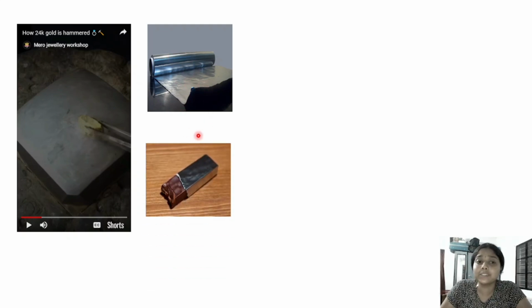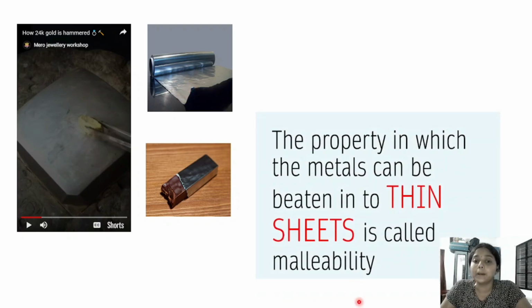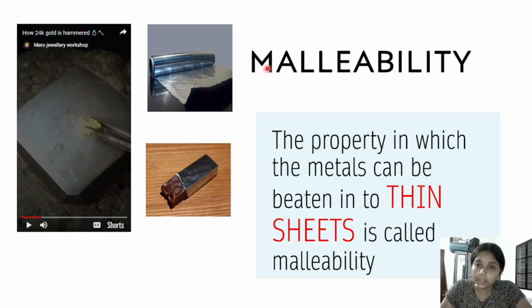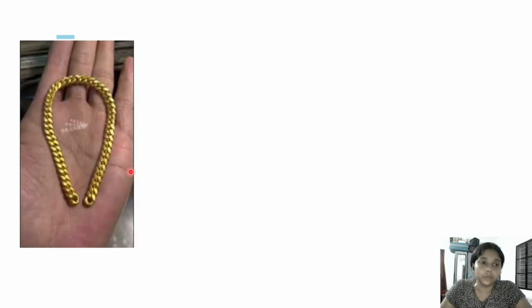So where can this be used? Yes, in food wrapping, chocolate wrapping, etc. So the property in which this thin sheet is made is called malleability. The property in which the metal can be beaten into thin sheets is called malleability. Okay. Now I'll show you another video.